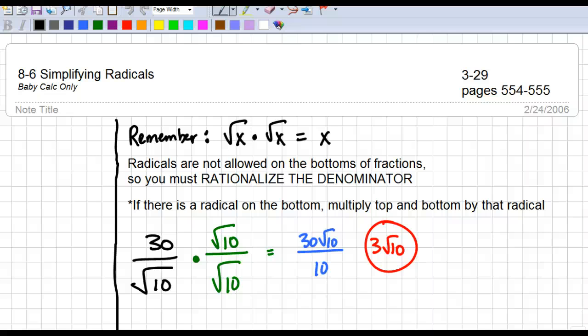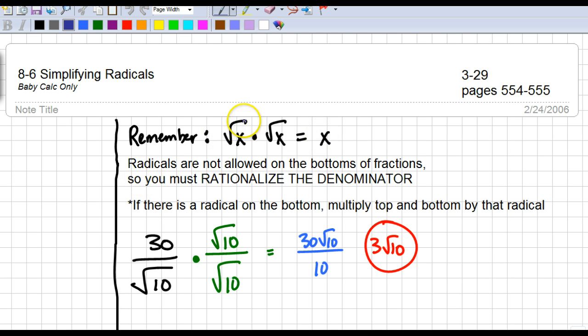This lesson is for Advanced Algebra, Lesson 8.6 on simplifying radicals. Students will need a baby calculator only. It's real important that students remember that when you multiply a square root of something times itself, the radical symbol, or the square root symbol, will cancel out, giving you just that number back.